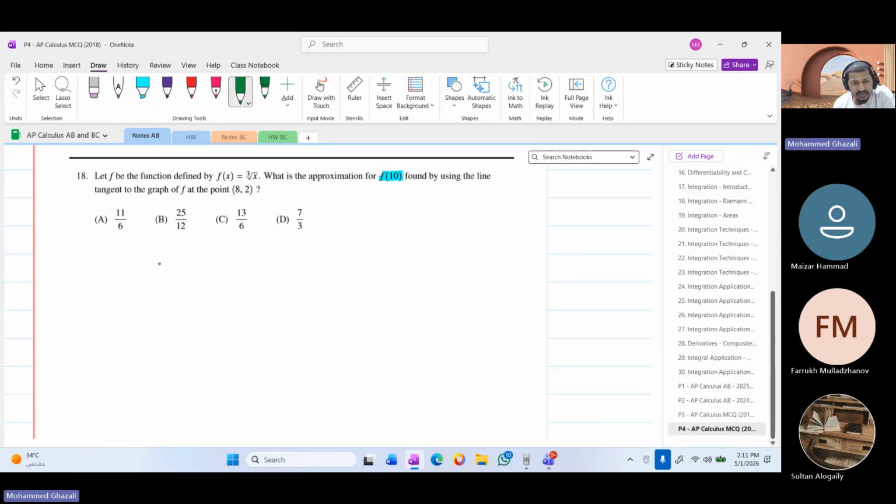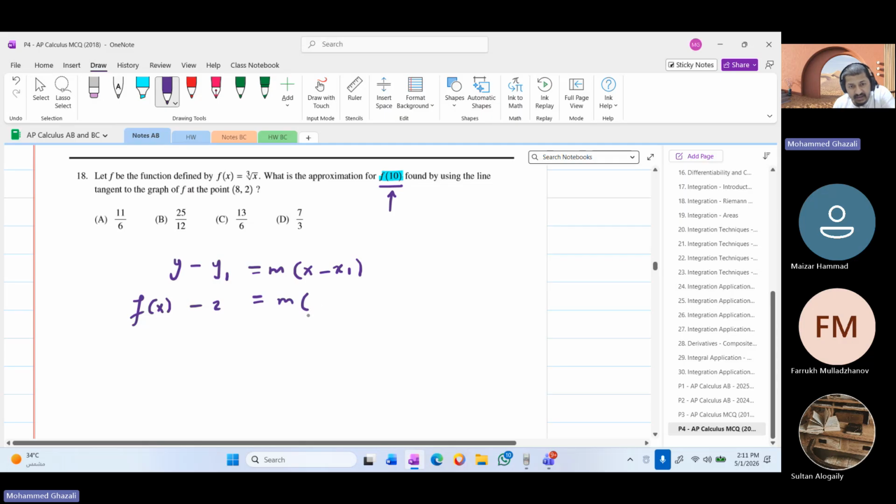To approximate f of 10, what's the equation of the tangent line? Let me write down the whole formula: y minus y1 is equal to the slope m times x minus x1. Now you want to approximate f of 10, in other words, the value x is 10. Remember, y is f of x, and y1 is 2, from the point 8, 2. So that's y minus 2 equals m times x minus x1.